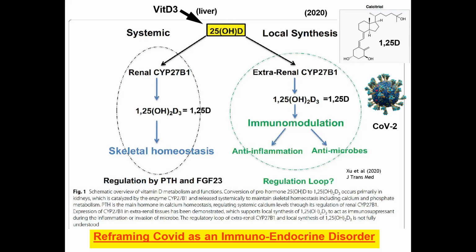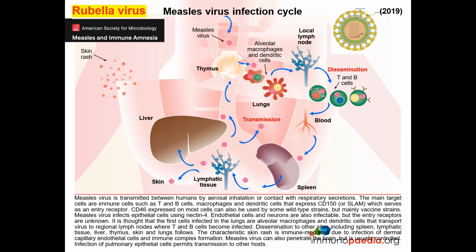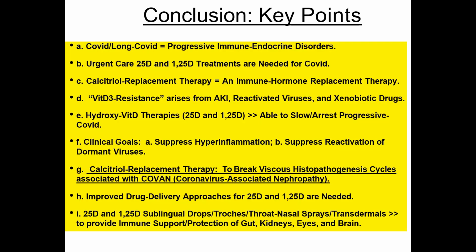And so I want to speak generally. Vitamin D is going to be synthesized systemically. It's going to be converted starting from what we absorb from the sun or what we take, so both endogenous and exogenous. And I'm going to speak about COVID therapeutics using vitamin D receptor restorers and TLR attenuators. I want to introduce what are called toll-like receptors, or TLRs. This is a class of proteins that has a key role in the innate immune system. COVID and long COVID are progressive immune endocrine disorders.